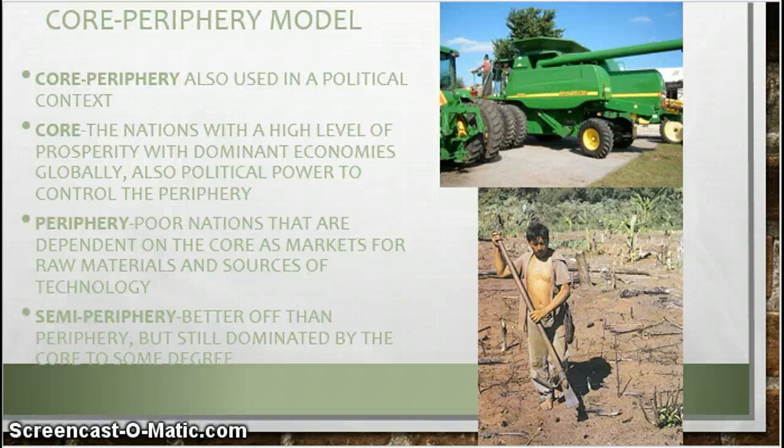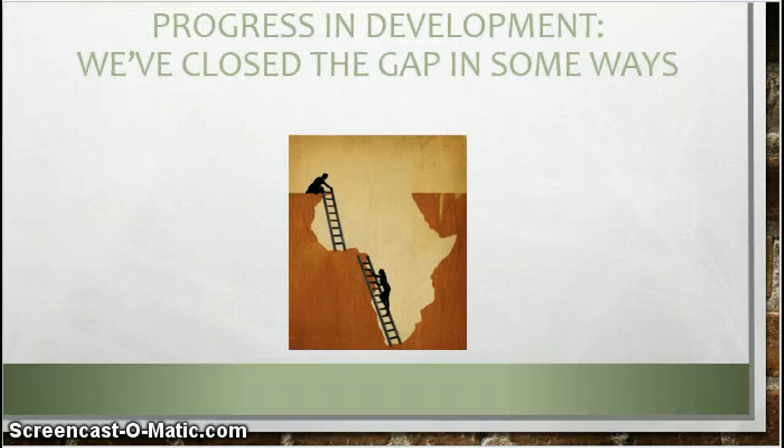All right, so this terminology can also be used in relation to political context. The countries that have the highest levels of economic prosperity and dominant economics are also those that have political power, often over the periphery countries. The peripheral nations are dependent as suppliers of raw materials, so they need to sell their raw materials to often get the things that they need to survive.